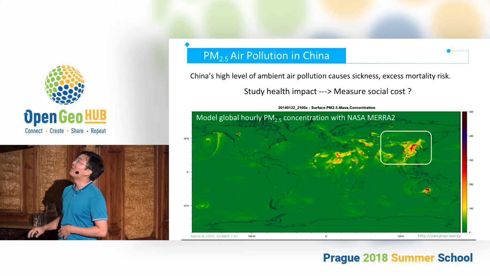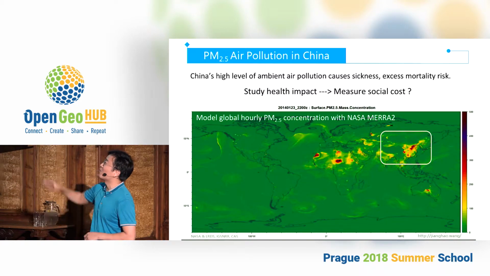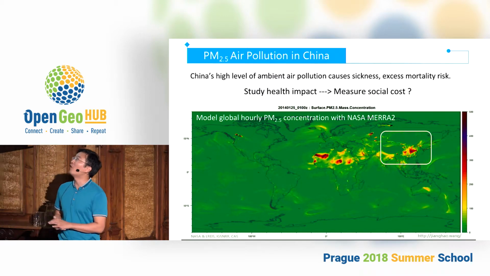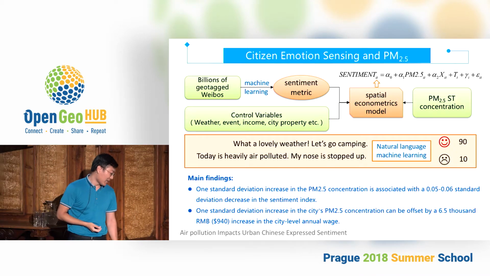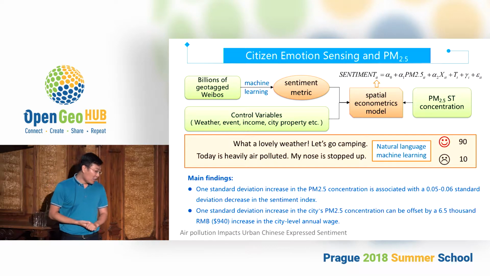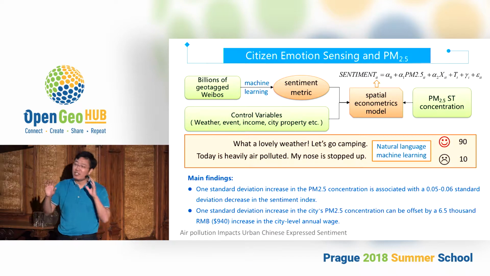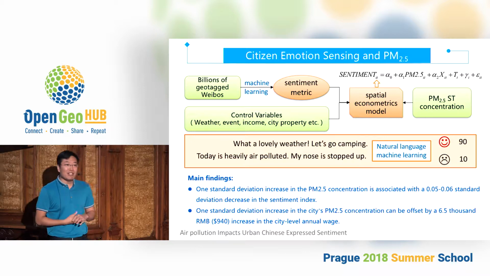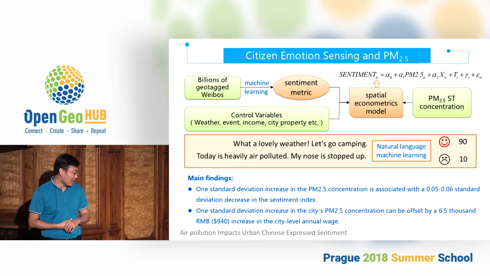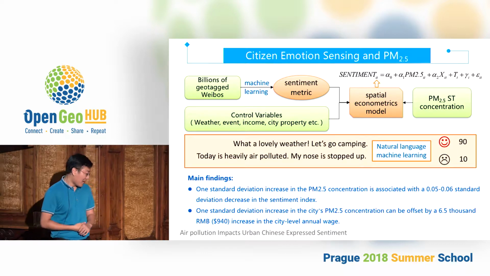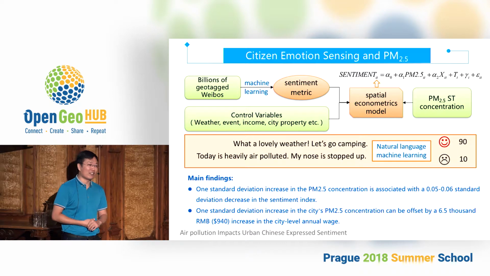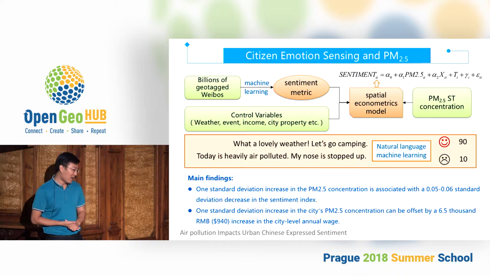First, we use the NASA MERRA-2 model to measure PM 2.5 for the whole world. This is the basic data that we need. We adopt citizen sensing to measure citizen emotions and study their relationship with PM 2.5. The basic idea is that we use billions of geotagged Weibo posts and calculate their sentiment metrics using natural language processing, a machine learning method.